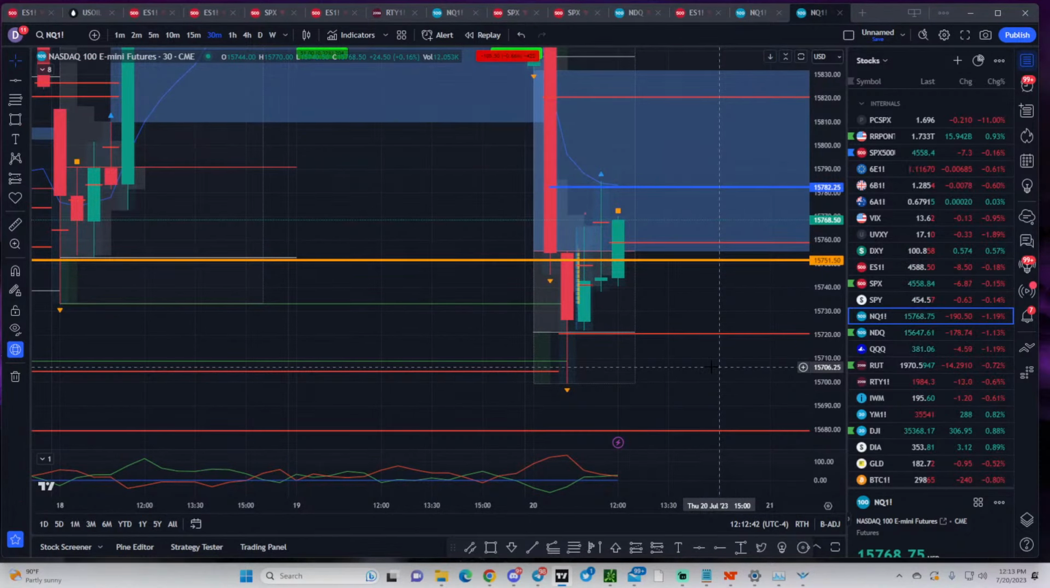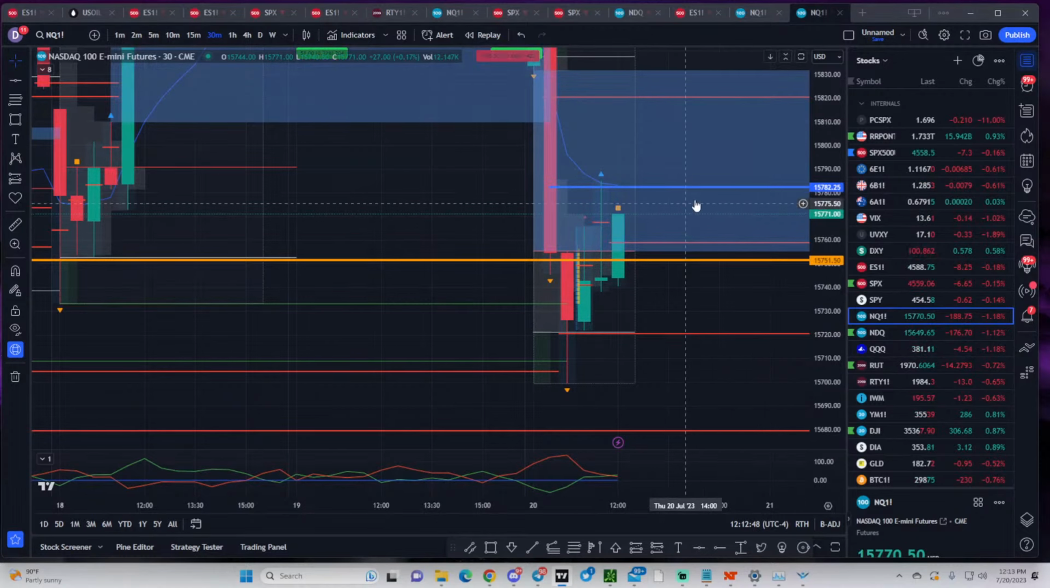But again, NQ is down 200 points, so 190 right now. I think there's a lot of opportunities today. I know this is lunchtime, might be a little slow, but we'll see what happens the rest of the day, and we'll take it from there.